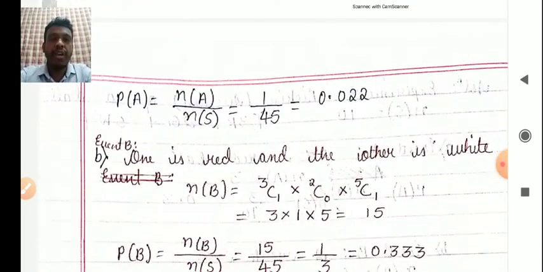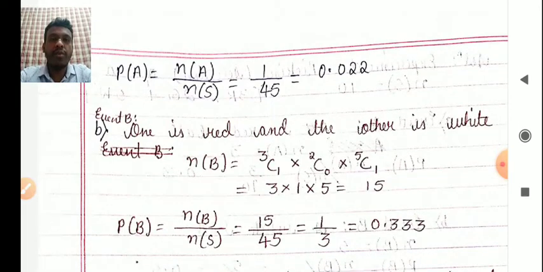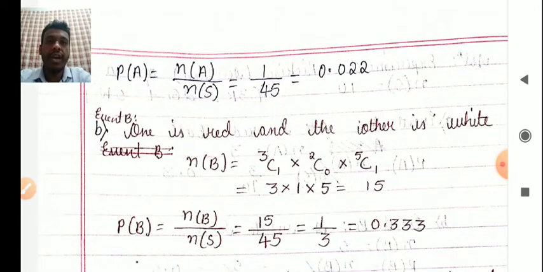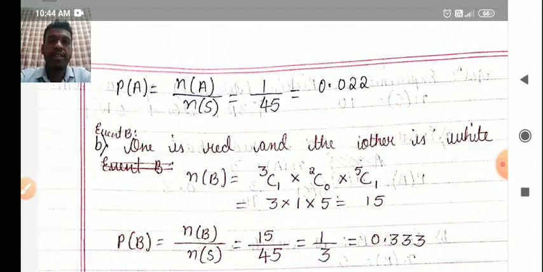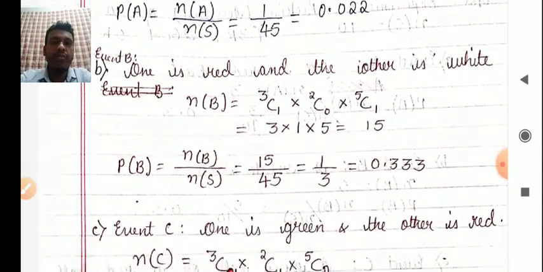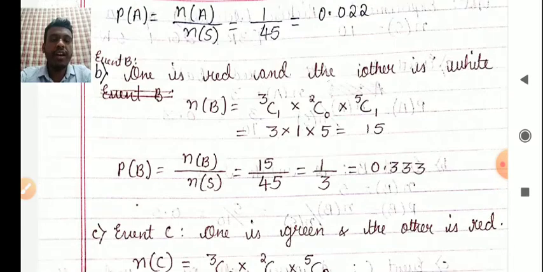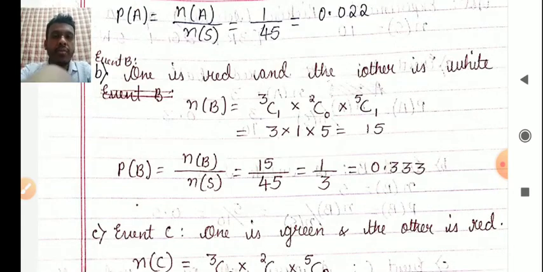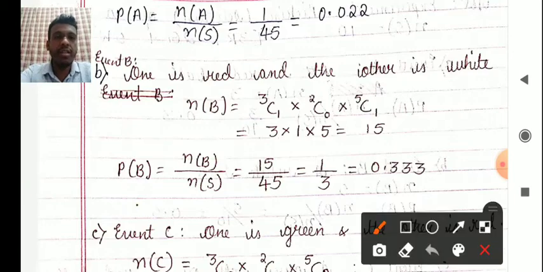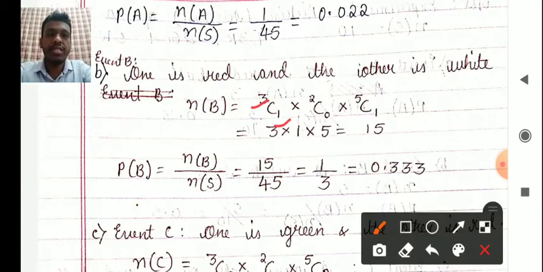So probability of A is equal to n of A upon n of S. Okay, event B now. What is event B? Event B: one is red and the other is white. N of B is equal to, how many red balls are there? Out of a total of 3 balls available, 1 is red.